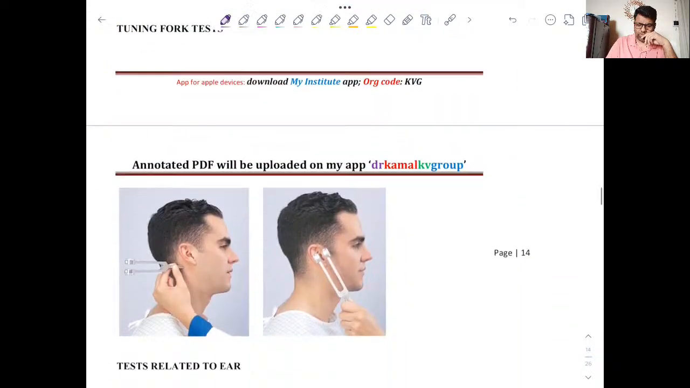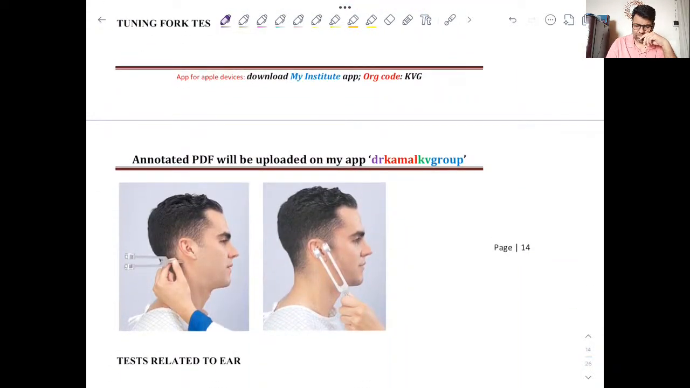Then moving forward to tuning fork test, and this test shown in the picture is Rinne's test. And what we are doing here, in the first step we are checking for bone conduction, and in the second we are checking for air conduction. Clear? So we keep the tuning fork at the mastoid process, and we ask the patient whether they are hearing the sound or not. Once he says that I am not hearing, then we take it out and put it in front of the external ear.